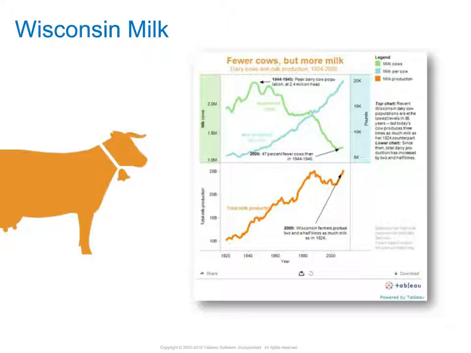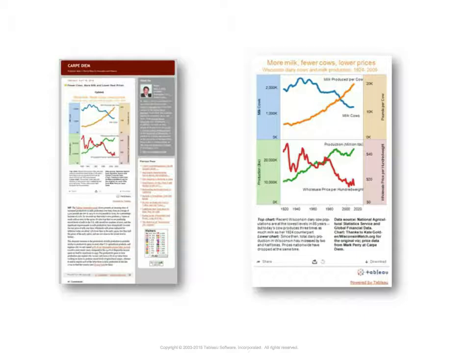They published this view on Tableau Public along with all of their raw data, and that was picked up by this economist, Mark Perry, who then added additional data, a very good idea, about the price of milk, which is the red line shown here. And so he said not only has the milk production been going up, but the price has been going down, which means that the Wisconsin dairy farmers have been doing a very effective job.